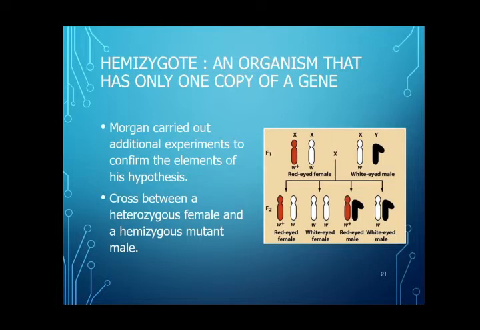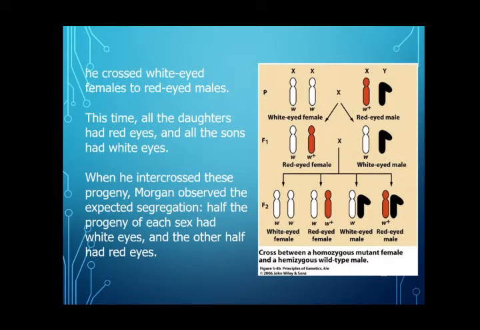Morgan carried out additional experiments to confirm the elements of his hypothesis. So he crossed a heterozygous female with a homozygous mutant male. He crossed white-eyed females with red-eyed males. This time, all of the daughters had red eyes and all of the sons had white eyes. When he intercrossed this progeny, Morgan observed the expected segregation. Half the progeny of each sex had white eyes and the other half had red eyes.